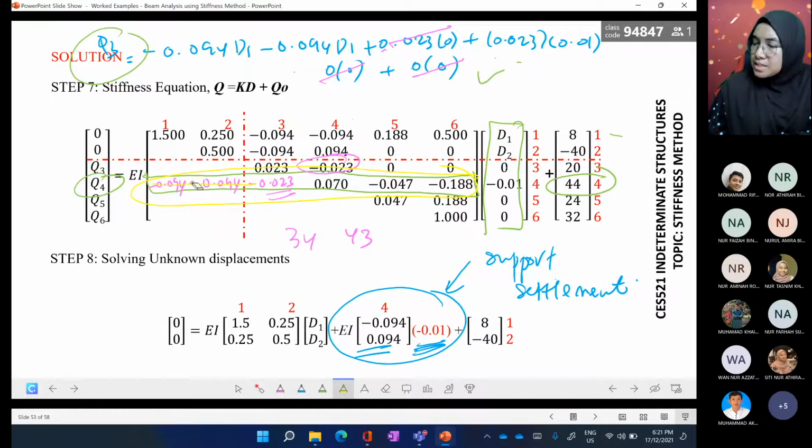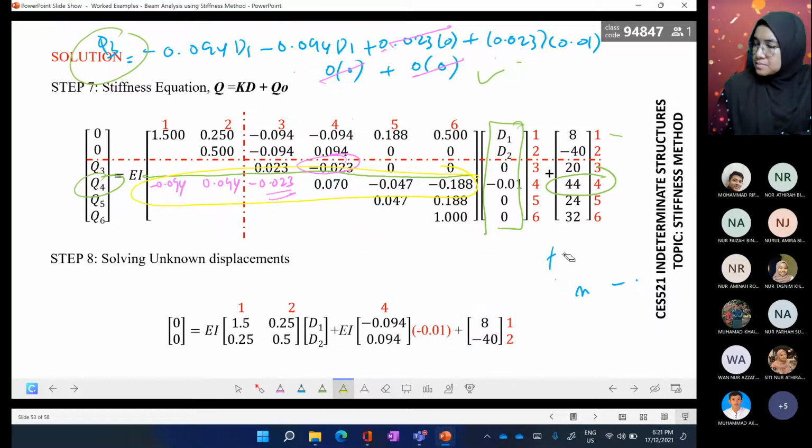It is negative 0.094, 0.094, negative 0.023, 0.070, negative 0.047, and negative 0.188. The positions are 41, 42, 43, 44, 45, 46. So what is the equation to get Q4?